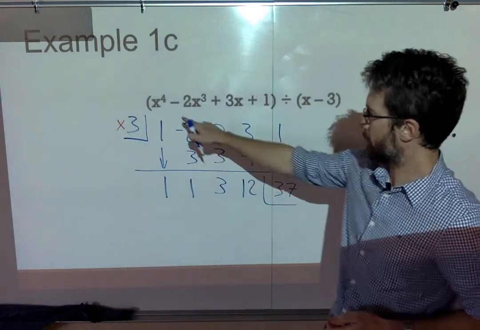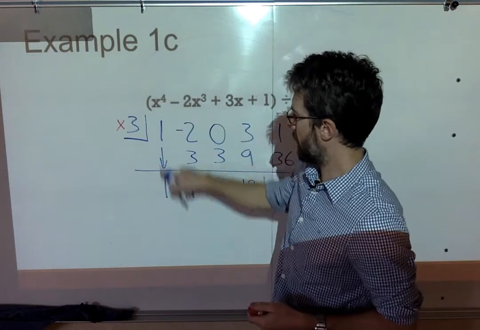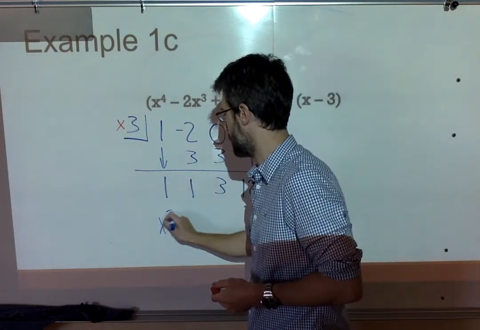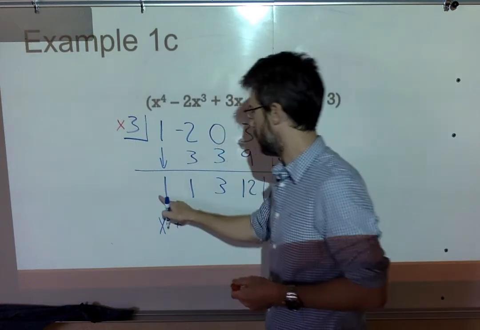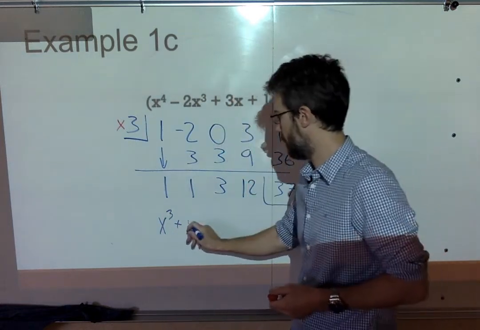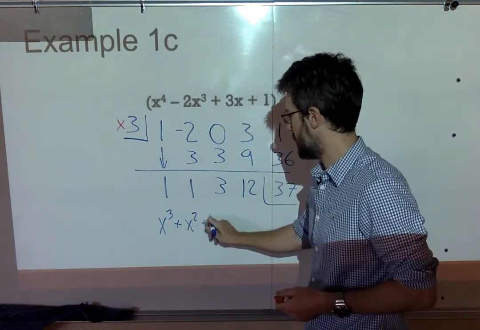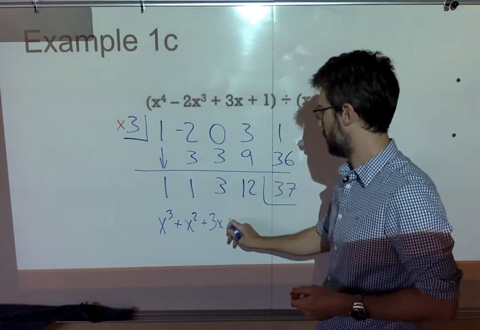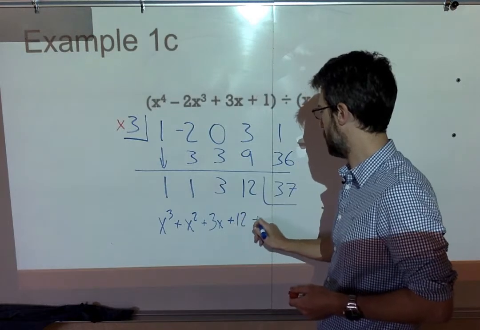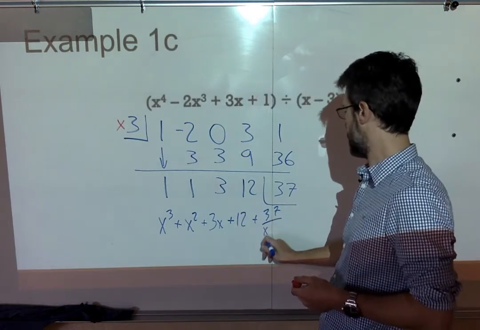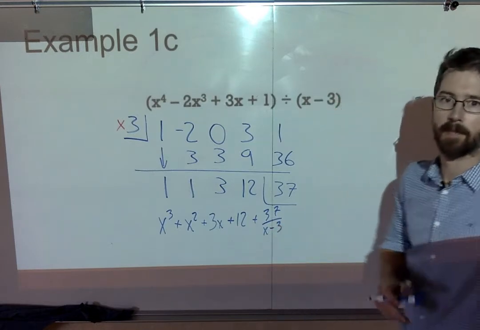All right, if we started with x to the 4th, originally our answer is going to start with x cubed. It goes down by 1, so x cubed. 1 times x cubed, another coefficient of 1, so 1 times x squared, plus 3x, plus 12, plus 37 over x minus 3.